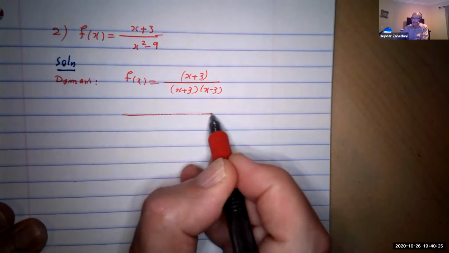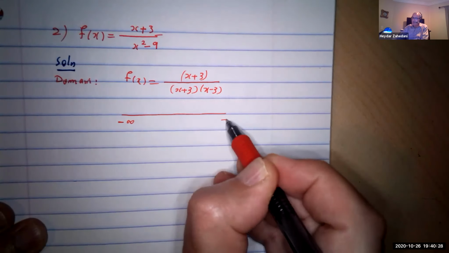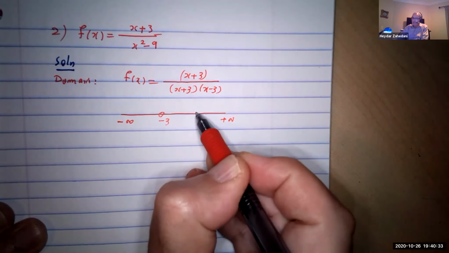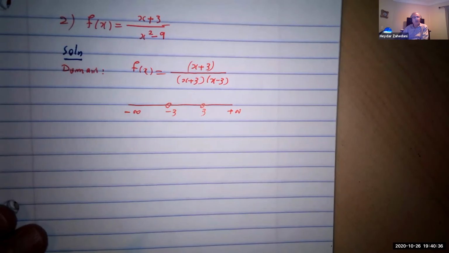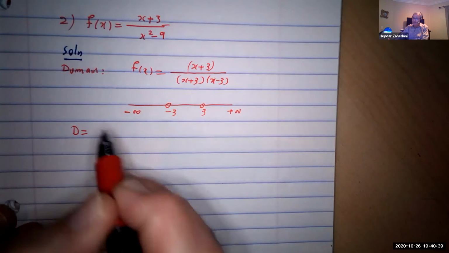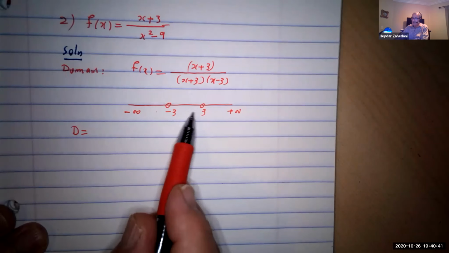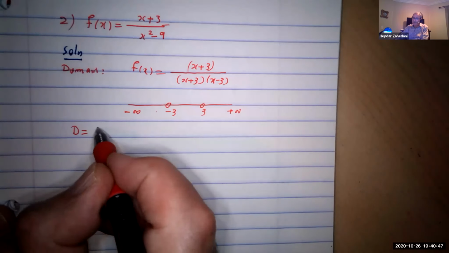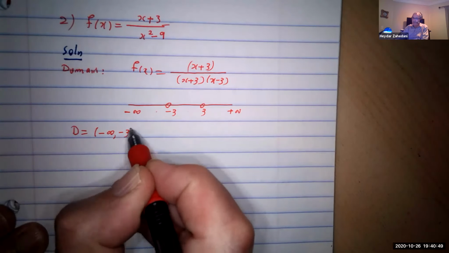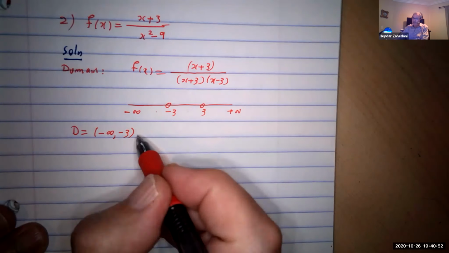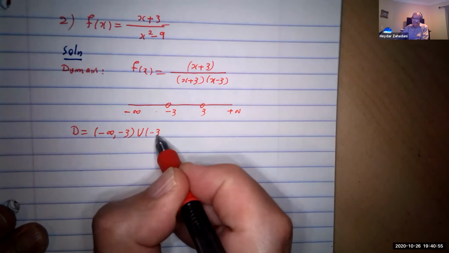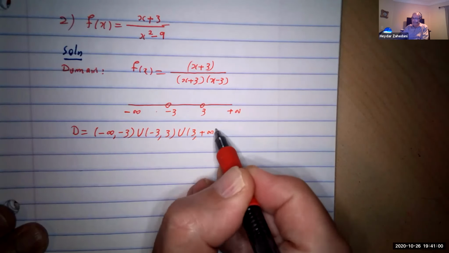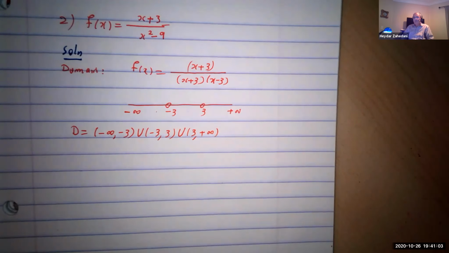Okay, this is it. Most of the people miss it right at the beginning because they simplify it. It's going to be negative 3 and positive 3. So what's going to be your domain? The domain would be three portions. Negative infinity to negative 3, parenthesis, union with negative 3 to positive 3, and the union with 3 to positive infinity. So that would be your domain.